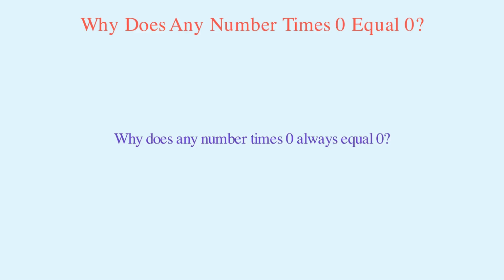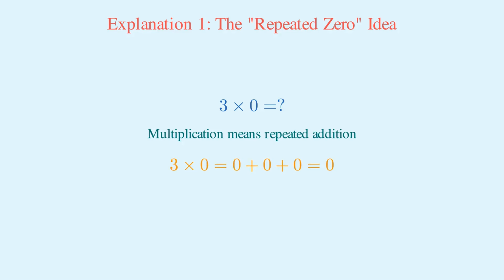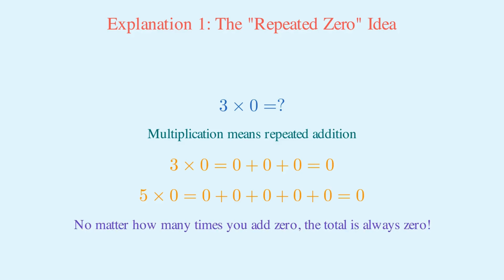The repeated zero idea. Let's start with 3 times 0. Multiplication means repeated addition, so 3 times 0 means 0 plus 0 plus 0, but that's still just 0. So, 3 times 0 is equal to 0. Now, let's try a bigger number. 5 times 0 is equal to 0 plus 0 plus 0 plus 0 plus 0, and that's still 0. No matter how many times you add 0, the total is always 0.